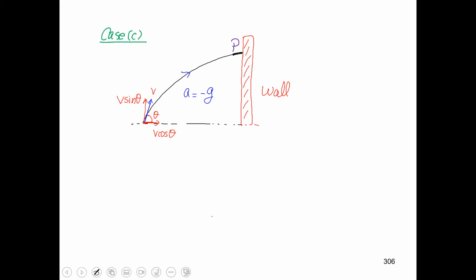Now, this is our case number C, one of their favorite cases. Now here, look at this case. Here, g is minus as a genuine case. Here, minus g means retardation.